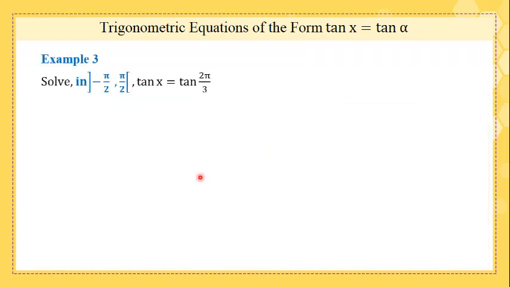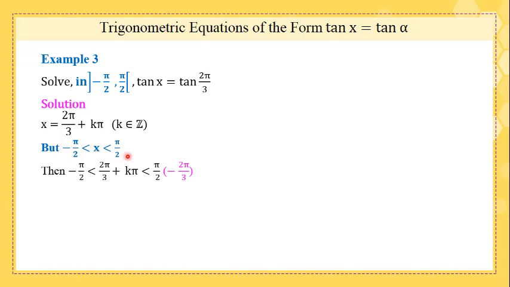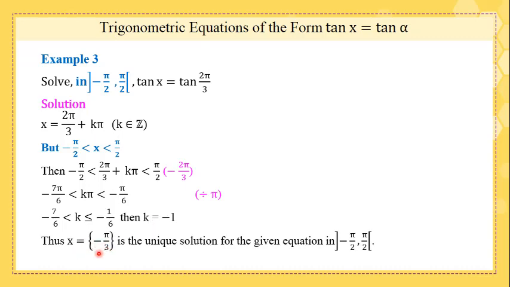Example 3. We want to solve in the open interval minus pi over 2, pi over 2 the equation tangent x equals tangent 2 pi over 3. Now x equals 2 pi over 3 plus k pi. We want to put the value of x between minus pi over 2 and pi over 2. We want to remove this term 2 pi over 3. Then divide this inequality by pi, then k will be between minus 7 over 6 and minus 1 over 6, hence k equals minus 1. Thus x equals the singleton minus pi over 3 is the unique solution for the given equation in minus pi over 2, pi over 2.